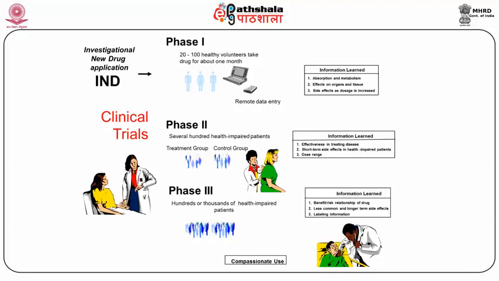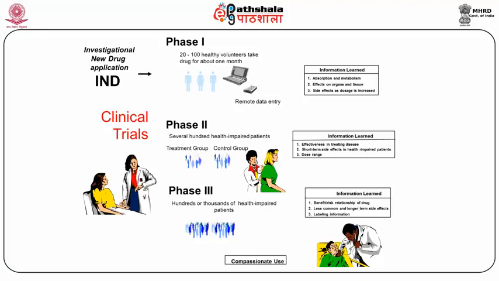I will tell you here that phase 2 and phase 1 differ basically in that phase 1 has only healthy volunteers, a small group of 20 to 100 sitting in a remote area, while phase 2 is handling the patients as well as the control group, and the number of patients goes from 100 maximum to thousands.